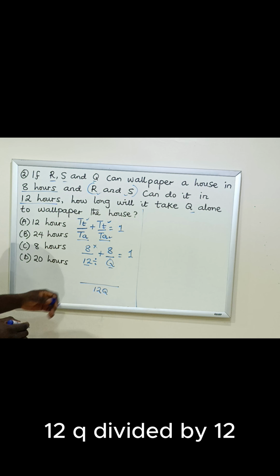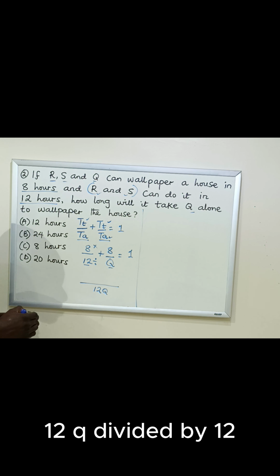Now that I've done that, all we need to do is solve this equation as a single fraction. The first thing we need to do is take the LCM of the denominators. The denominators here are 12 and Q, so the LCM of 12 and Q is 12Q. Now the next thing we need to do is to divide and multiply.